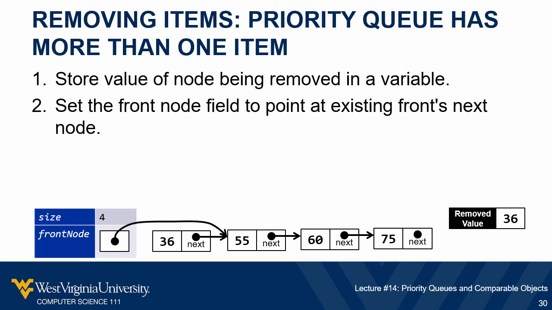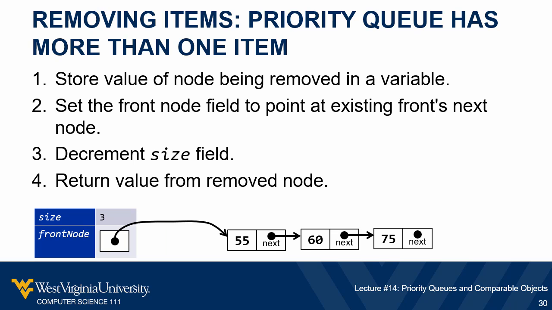Once we do that, we want to update the front node field so it points at the node that comes after the existing front node. We're basically cutting that front node out of our chain. Once I've done that, I can go ahead and decrement the size field, and then I can return the value from the removed node.